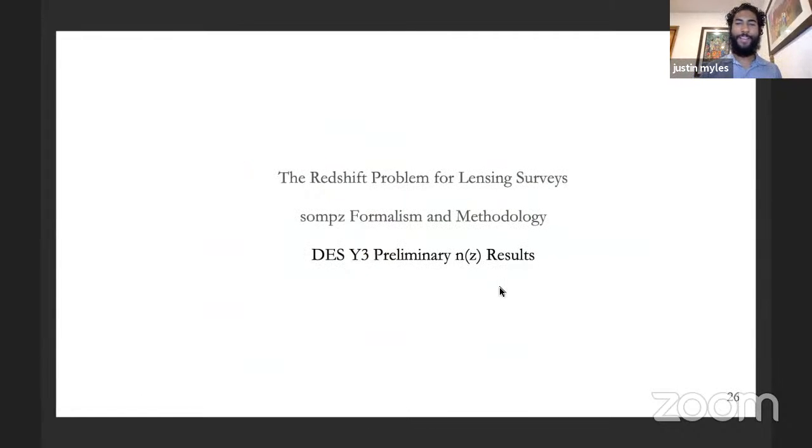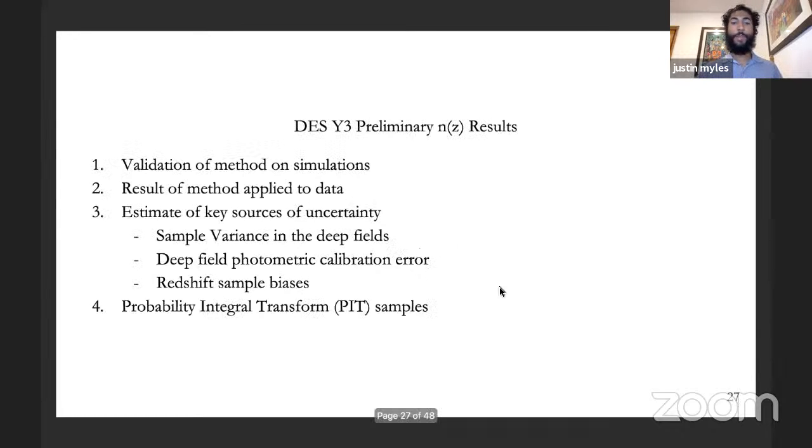All right, so that's our method and where it fits into DES. And now I just want to show some results and talk about how this works. Breaking down this part of the talk, first, I'll validate the method on simulations, so prove to you that it works on simulations. And then I'll talk to you about the result of the method on data. We'll just show what the results are on DES-Y3.